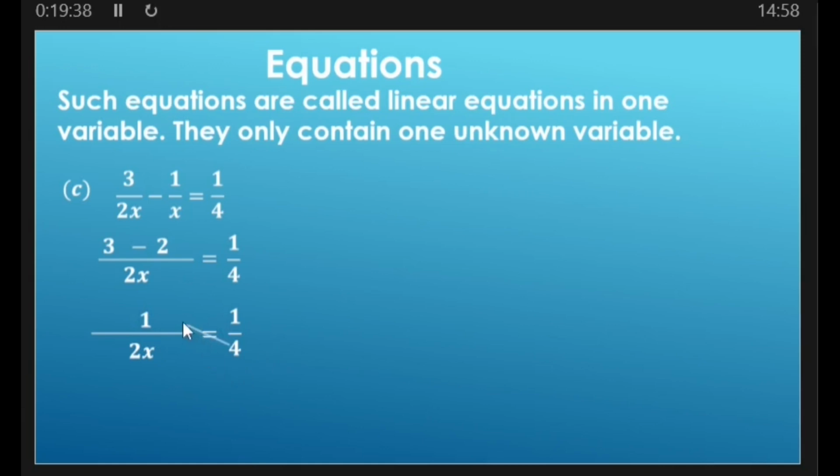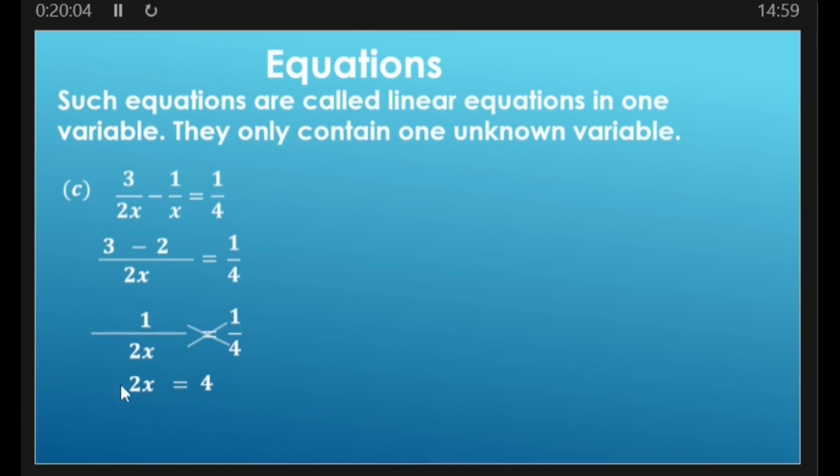So we'll cross multiply, where 1 will multiply with 4, and 2x will multiply with 1. When multiplying, we'll start with the term containing the variable. So 2x times 1 gives us 2x, then the equal sign will drop, then 1 times 4 gives us 4. Then what we are going to do here is to divide.